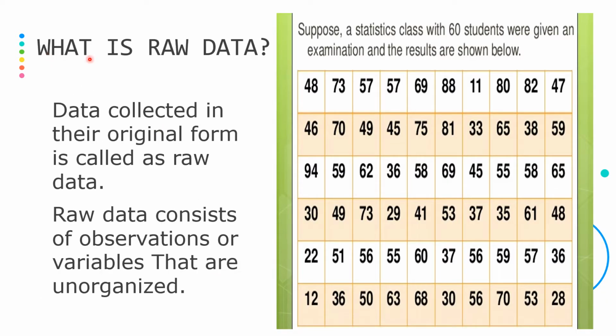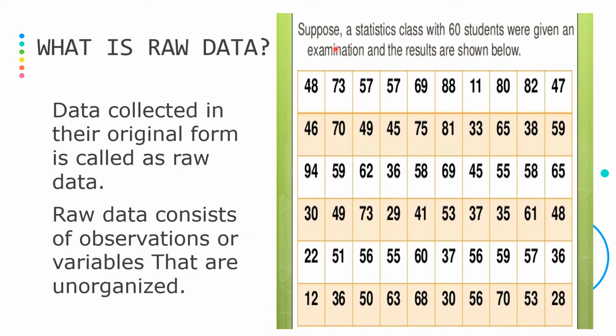We're talking so much about data. We need to define now what is raw data. Well, data collected in their original form is called raw data. Now, what does raw data consist of? It consists of observations or variables that are more or less unorganized.